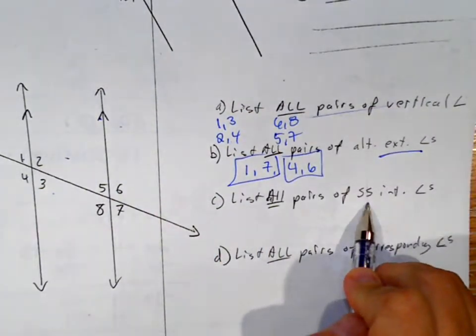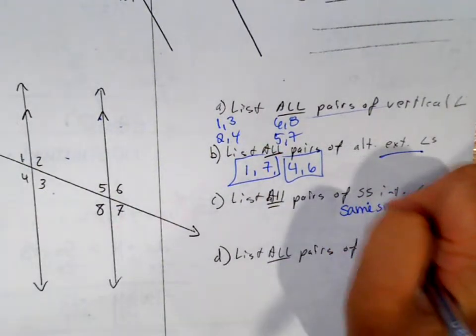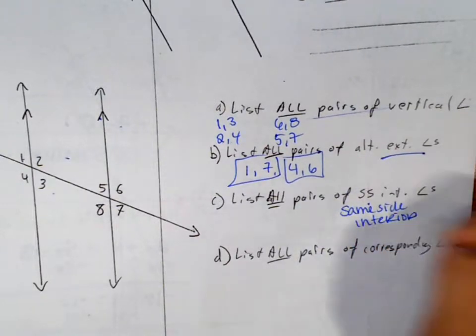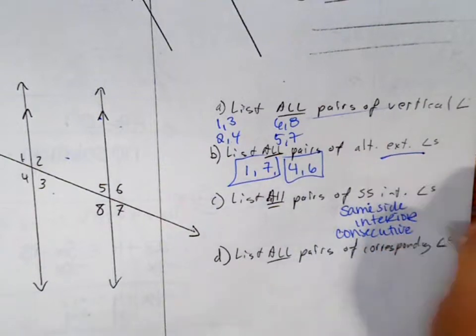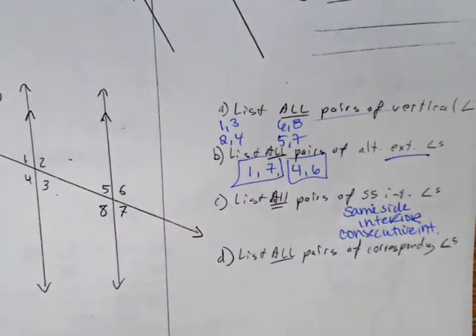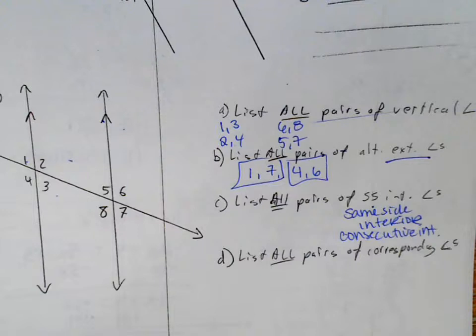All right. He got a little tricky on us. He has SS interior. Again, that is same side interior. And the other word for same side interior is consecutive interior. Sound like a broken record right now, but here we go again. And then we go here. So again, this is just listing, no problem.